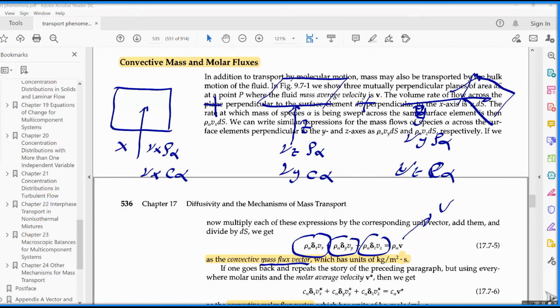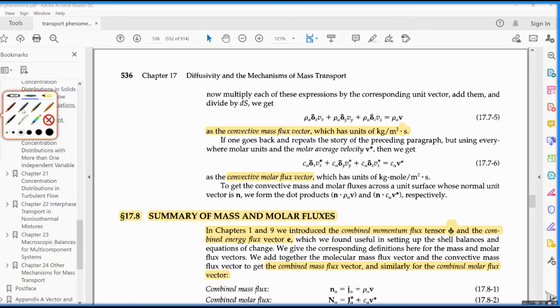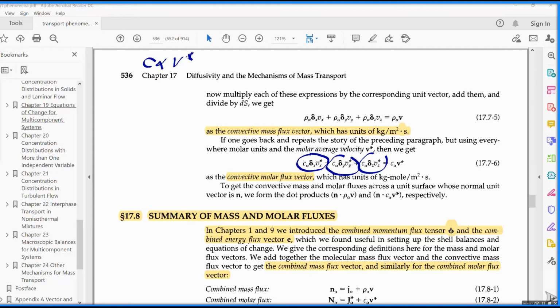In a similar manner, we can write this in the x direction, y direction, z direction. Okay, we made a mistake. It should be C alpha V star, not V. We forgot to write the V star here. Anyway, then we can define this term, the convective molar flux vector, in moles divided by meter squared multiplied by seconds.